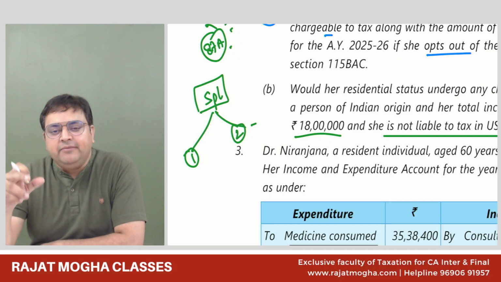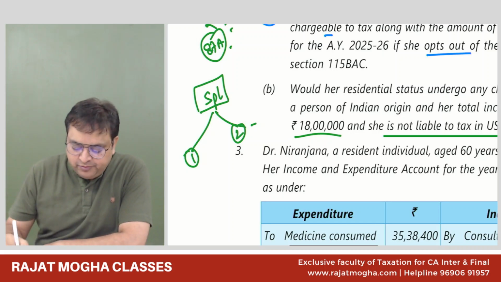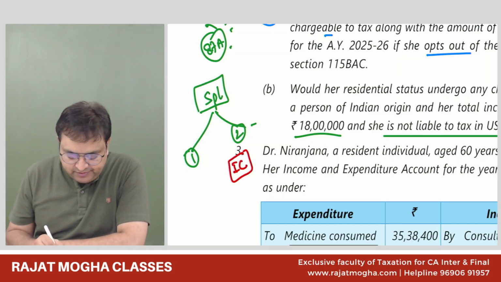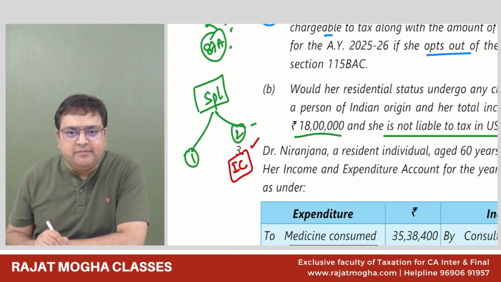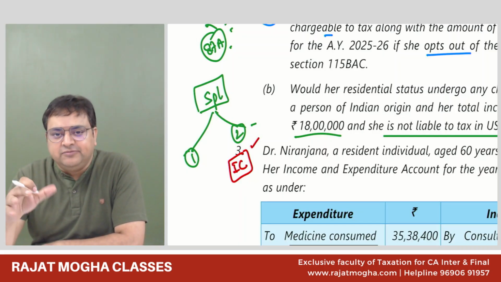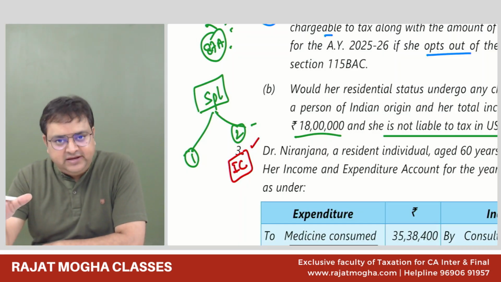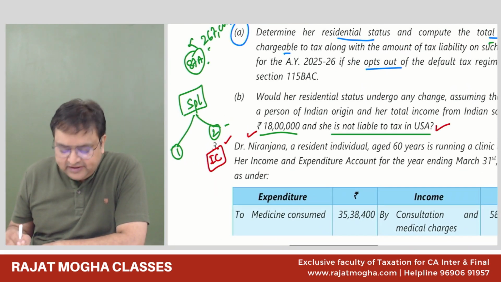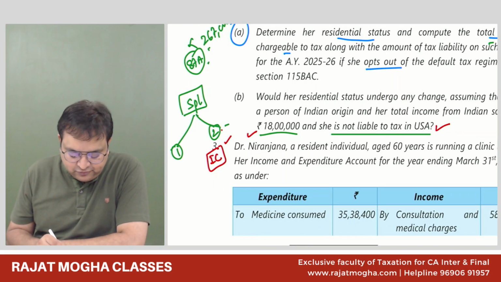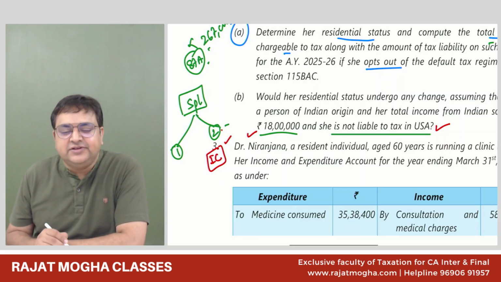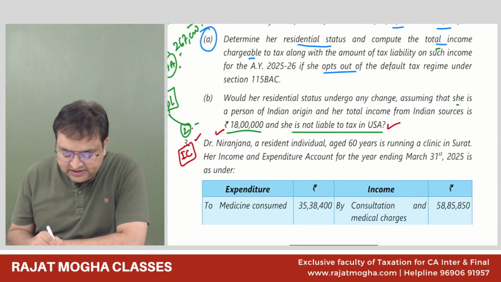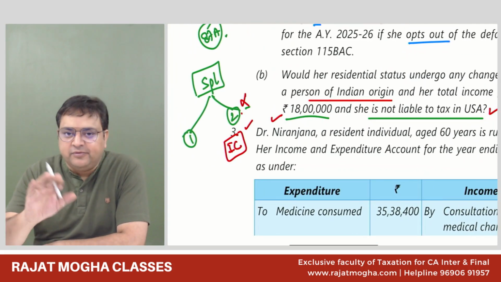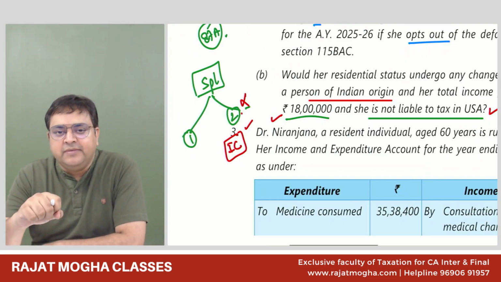It says that if you are not liable to tax in any country, provided you should be an Indian citizen, not even person of Indian origin. No, you should be an Indian citizen. Then only this condition can be applicable. If your Indian source income is more than 15 lakh, you are not liable to tax in any country. So her Indian source income is more than 15 lakh. She is not liable to tax in any country. Okay. So these two conditions are satisfied. But the thing is that she is not an Indian citizen. It's written that assuming that she is a person of Indian origin, she is not an Indian citizen. So this special provision would not be applicable on her. So we can't make her resident.